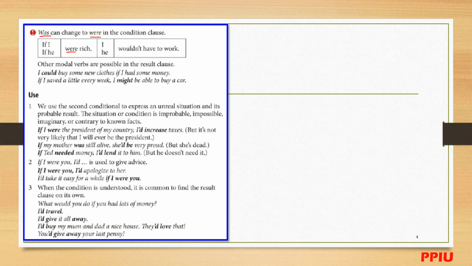Okay. Add one more thing: other modal verbs are possible in the result clauses. Could, and another one, might. I could buy some new clothes if I had some money, right?